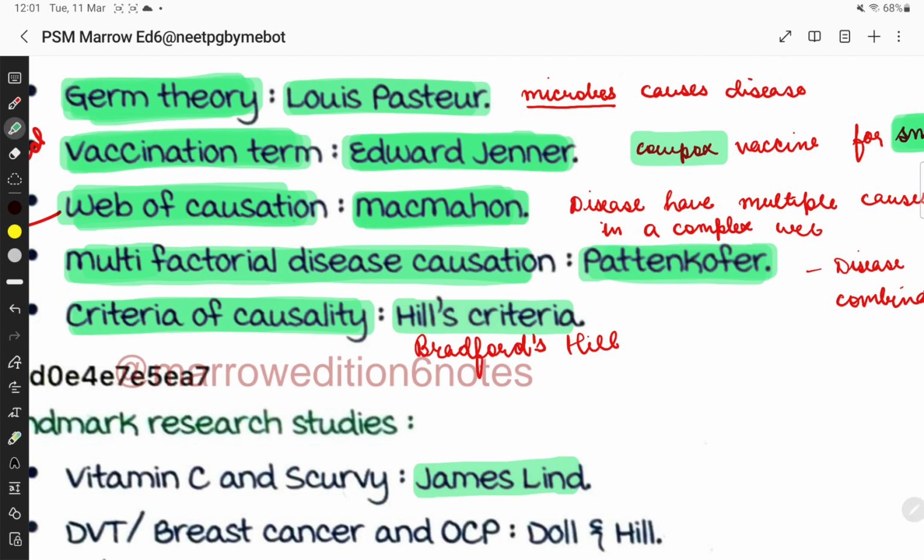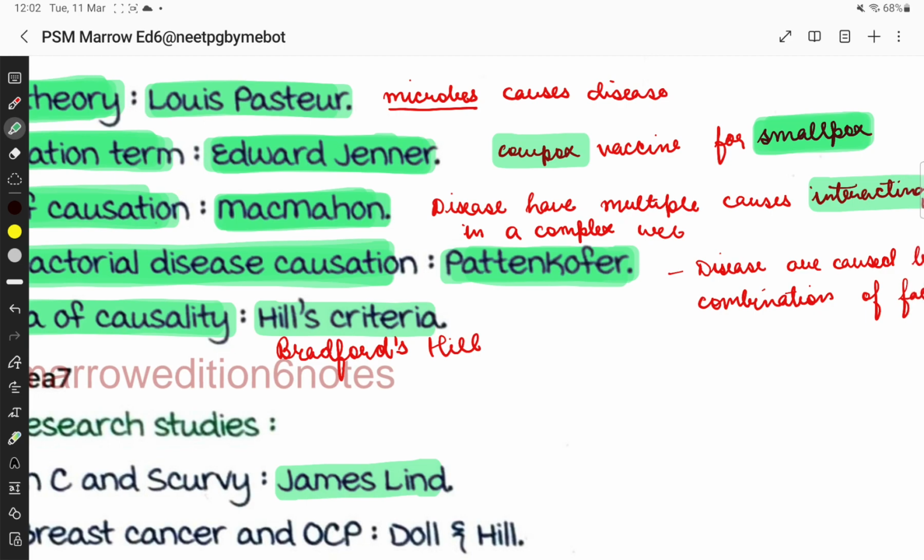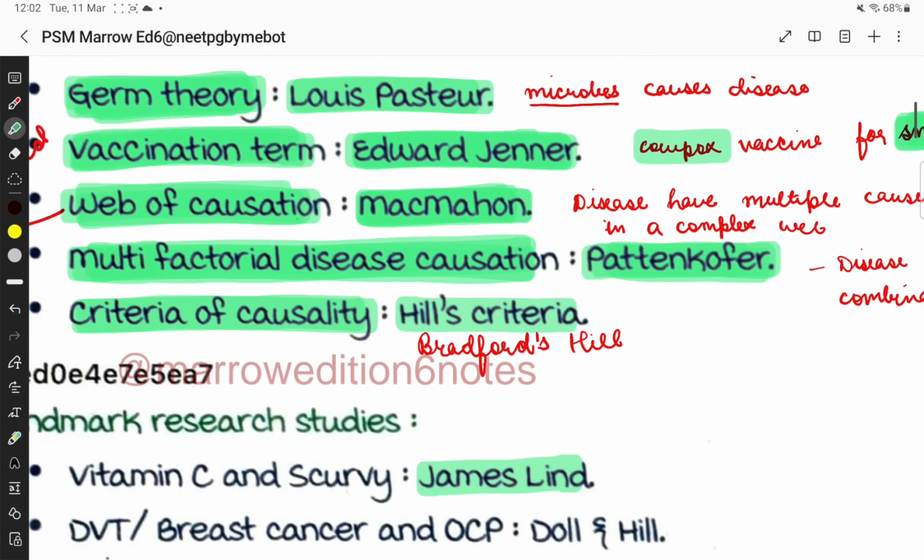Then multifactorial disease causation was given by Patton Kofer. Okay, what does this theory state? It states that disease results from a combination of multiple factors. It can be agent factor, host factor, and environmental factor. Okay, so according to Patton Kofer, the disease results from multiple factors. McMahon gave the web of causation. Multifactorial disease causation was given by Patton Kofer.